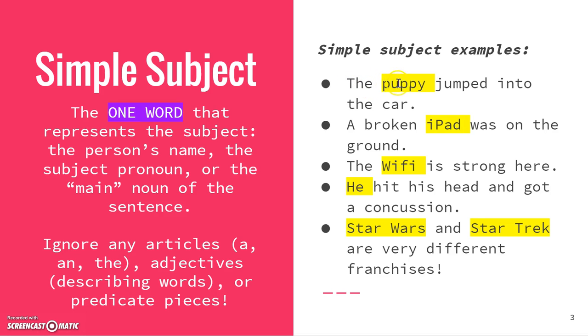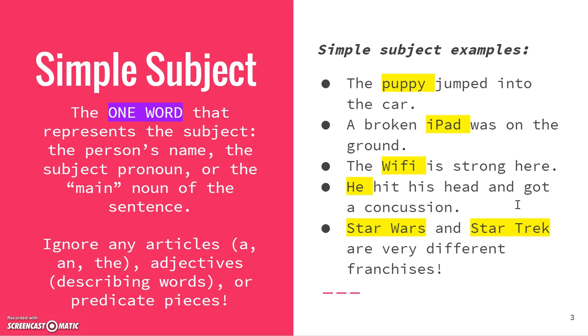So in this case, if we had to pick the simple subject and narrow it down, technically the subject is just puppy. Or in this sentence, iPad, Wi-Fi, he. And in this sentence, we actually have two of them, two simple subjects, so we will list both, Star Wars and Star Trek.